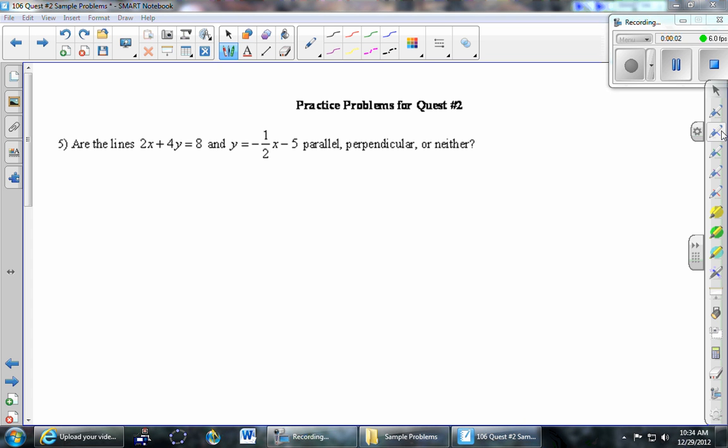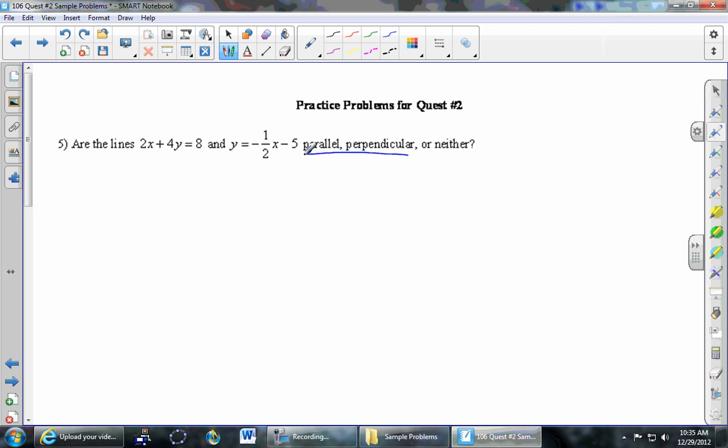This is problem number 5 on the practice problems request number 2. Are the lines 2x plus 4y equals 8 and y equals negative 1/2 x minus 5 parallel, perpendicular, or neither? So parallel and perpendicular tell me right away I need to think about the slope.